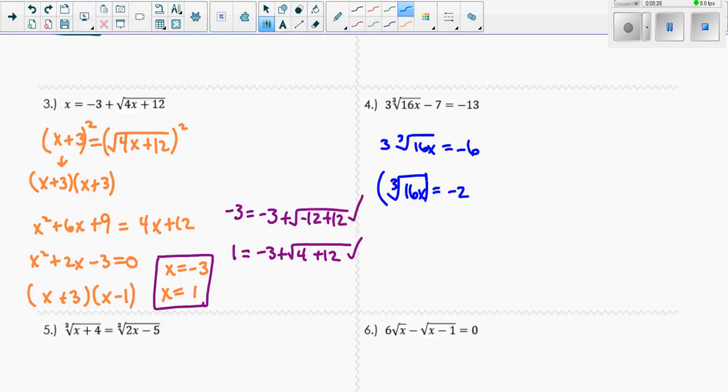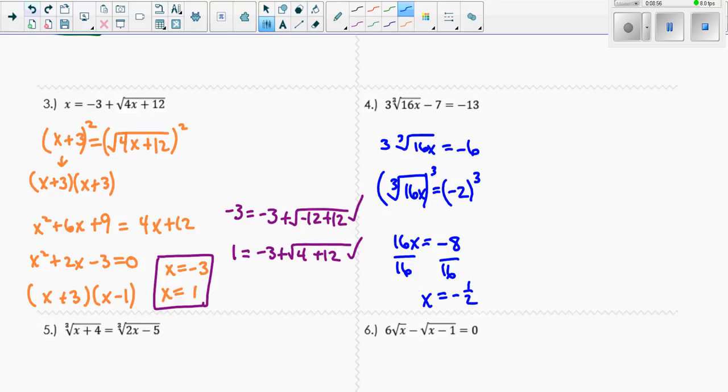In order to undo the cube root, I cube, so I get 16x equals, you're doing negative 2 times negative 2 times negative 2, so you get a negative 8. Divide by 16, x equals negative 1/2. Be careful, guys, that you actually write out that you're dividing by 16. It's very common to see those two numbers and say negative 2 because we divide in the wrong order.